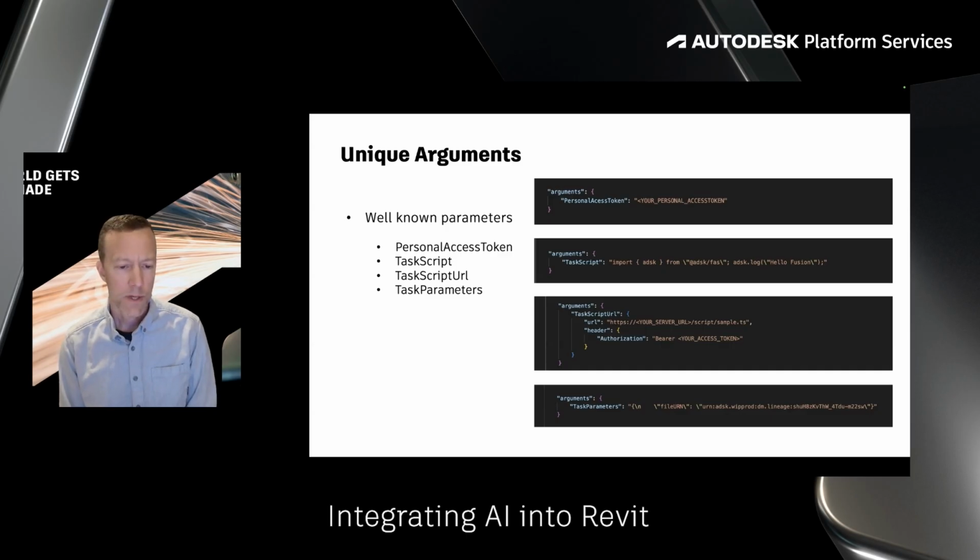And then finally, we have this task parameters argument, which allows you to send us a JSON object with key value pairs that you can access in your scripts. And in this example, there's a file URN parameter. And in your script, you could access that through the adsk.parameters.fileURN property and get access to that value.